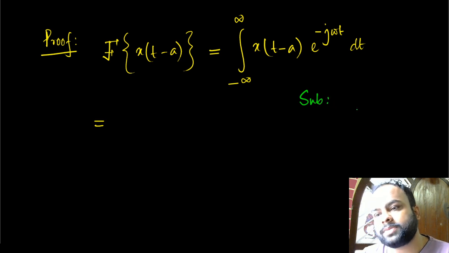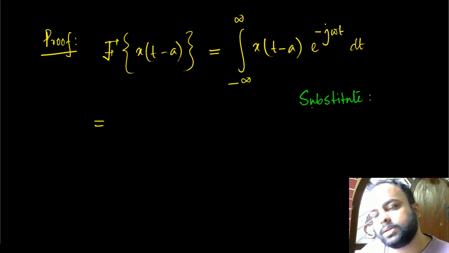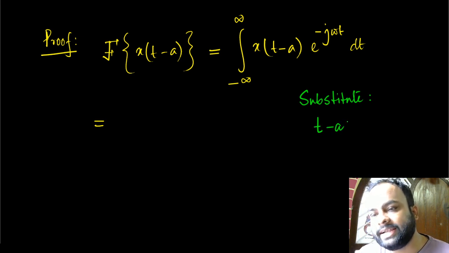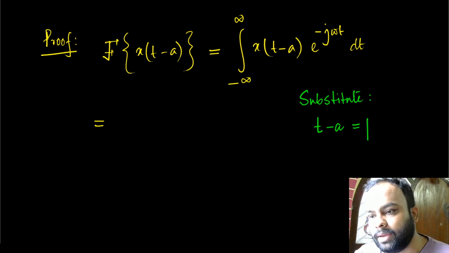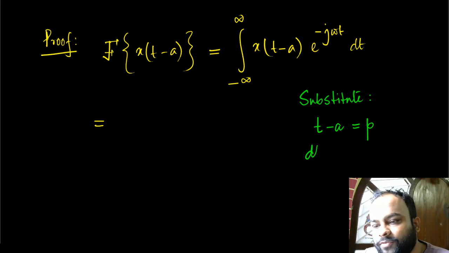What is going to be the substitute? The substitute is going to be t minus a. Instead of writing t minus a, let's write p, maybe. Then dt of course becomes dp.